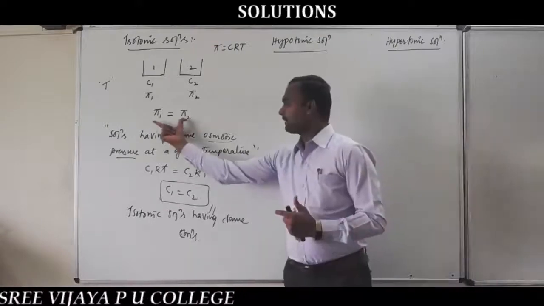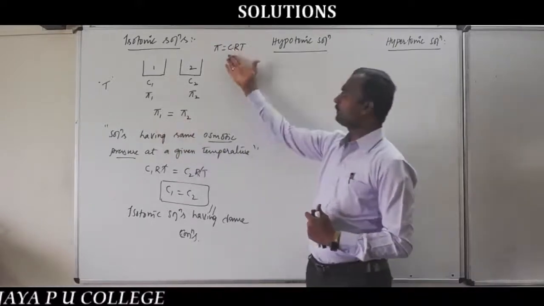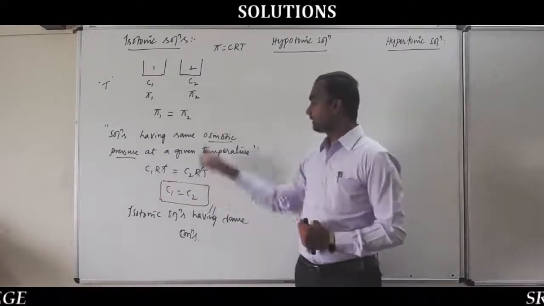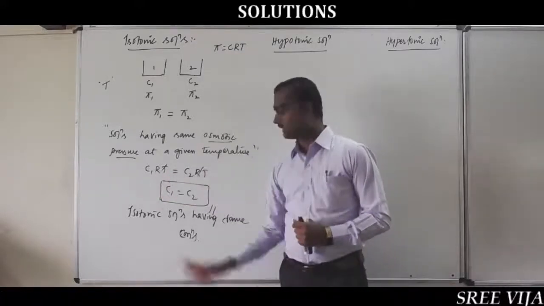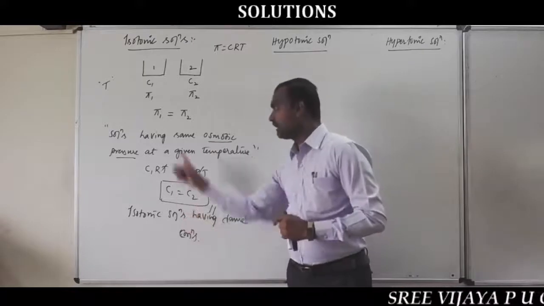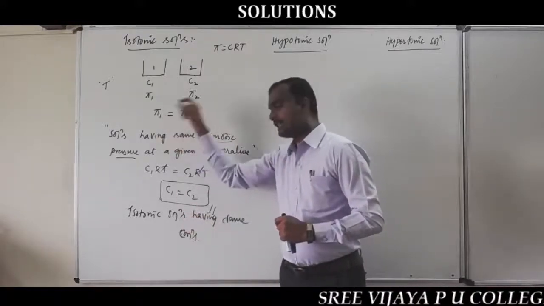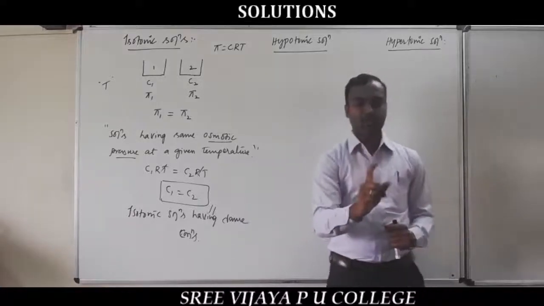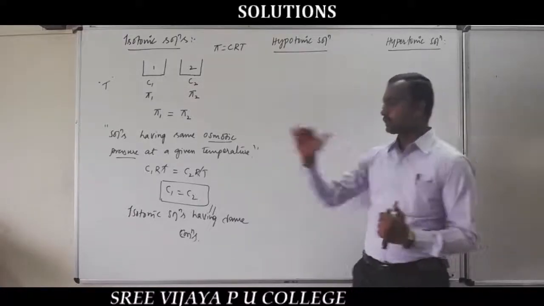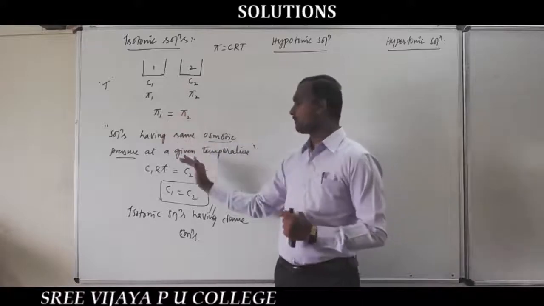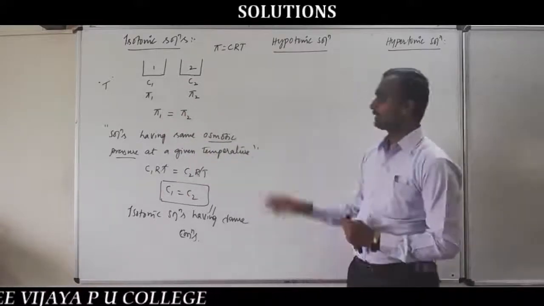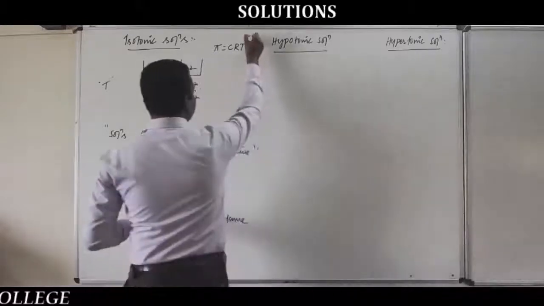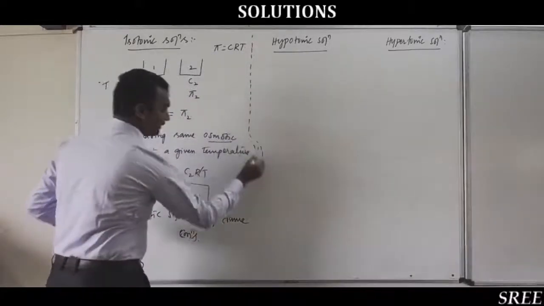It's a proof. If pi 1 is equal to pi 2, then according to our equation pi is equal to CRT. So pi 1 is equal to C1 into RT. Pi 2 is equal to C2 into RT. RT gets cancelled. C1 is equal to C2. Therefore, to say isotonic solutions, definitely they have the same concentration and at the same time they have the same osmotic pressure. But when a one-mark question is asked, you should write this: solutions having the same osmotic pressure at a given temperature are called isotonic solutions. So that's about the isotonic solutions.